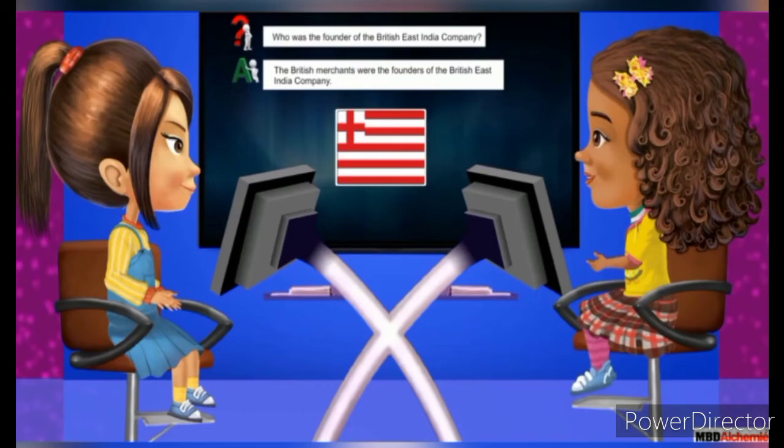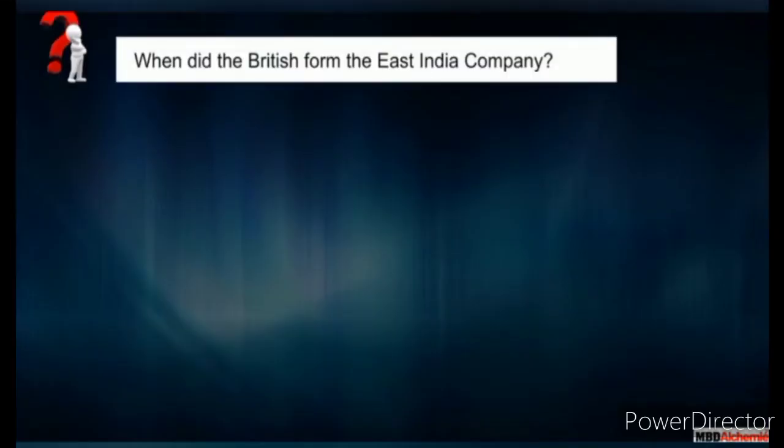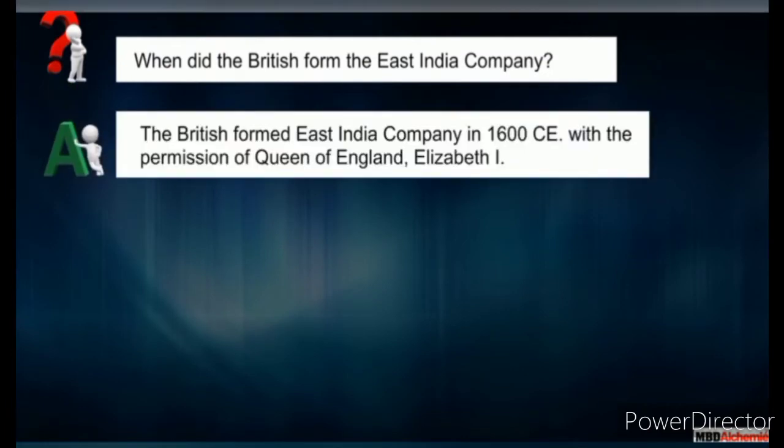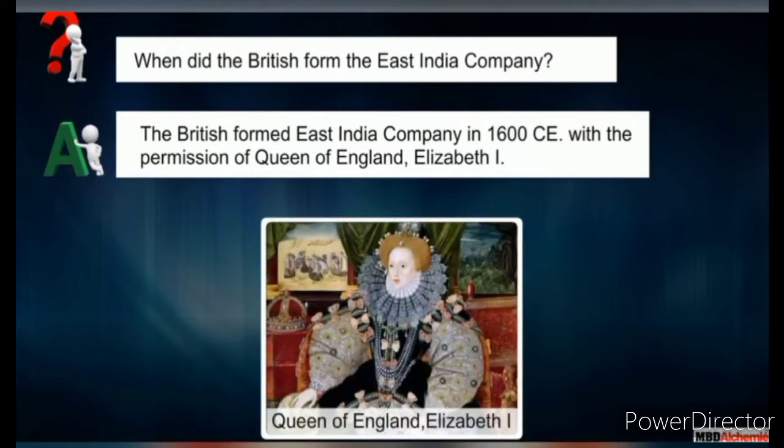Correct. Now it's my turn. Tell me, when did the British form the East India Company? The British formed the East India Company in 1600 CE with the permission of Queen of England, Elizabeth I.